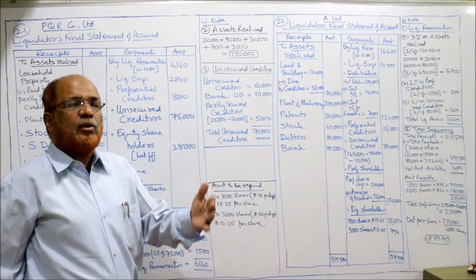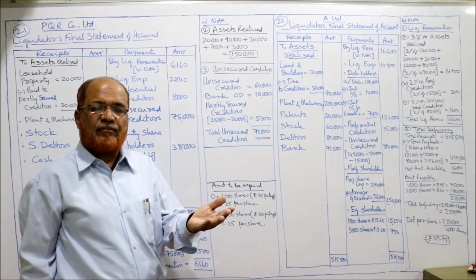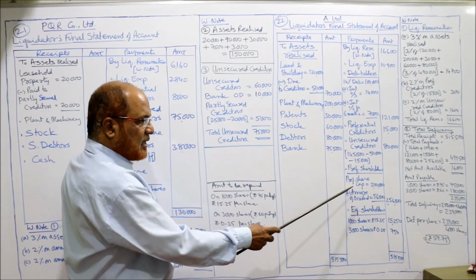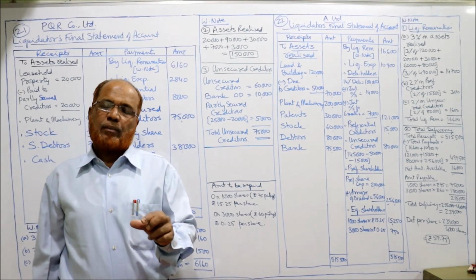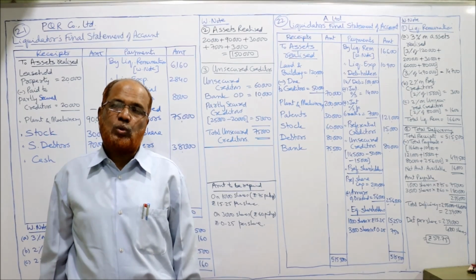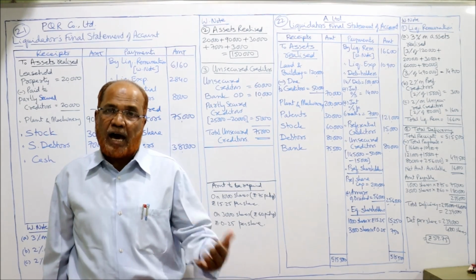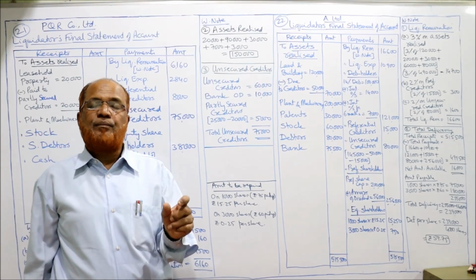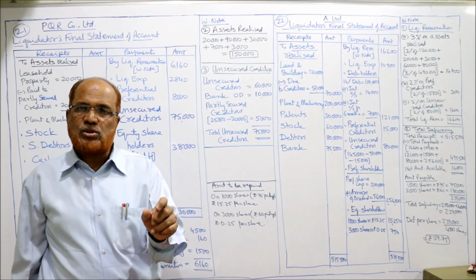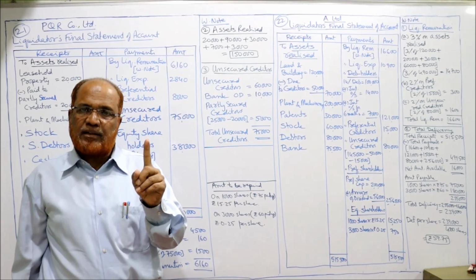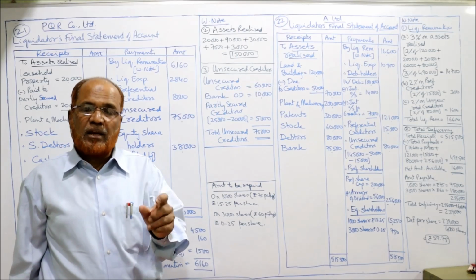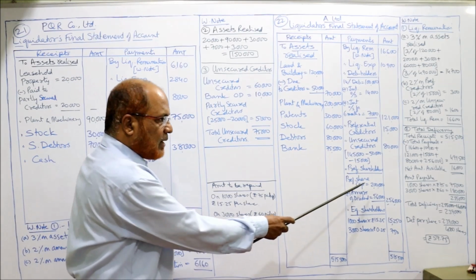Now after making the payment to unsecured creditors, if still amount is left, first it will be paid to preference shareholders. The preference share capital is 2 lakh rupees. Now it is given in the problem that 2 years preference dividend are in arrears. So what is the rate of preference dividend? 14%. So 14% of 2 lakh, 28,000 for 1 year. For 2 years, 28,000 into 2, 56,000. So arrears of dividend are 56,000. So 2 lakh plus 56,000.